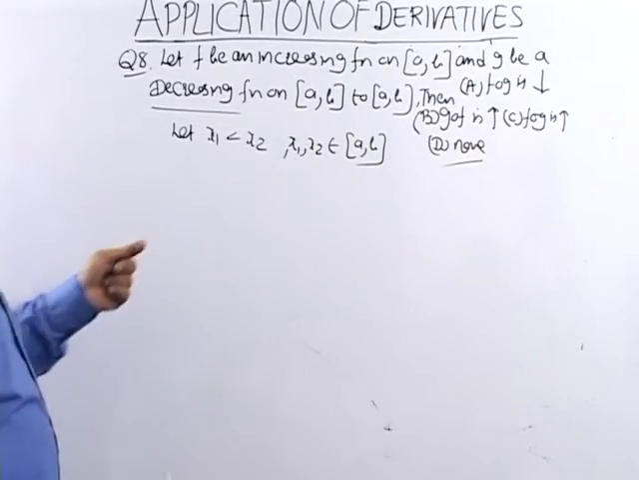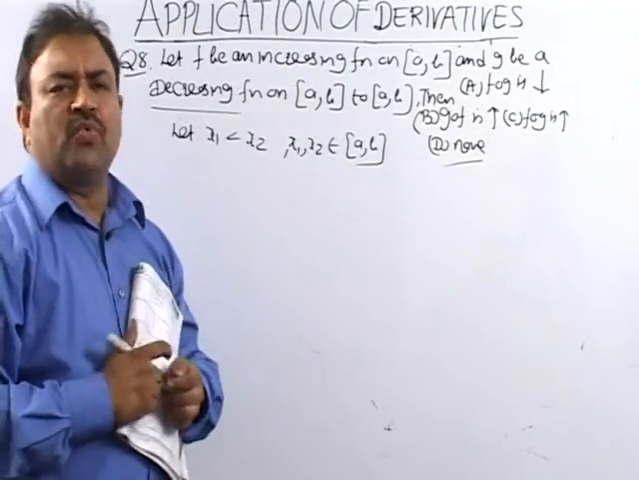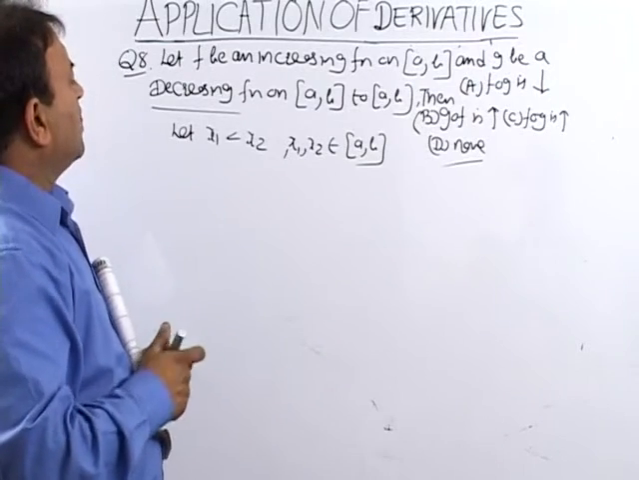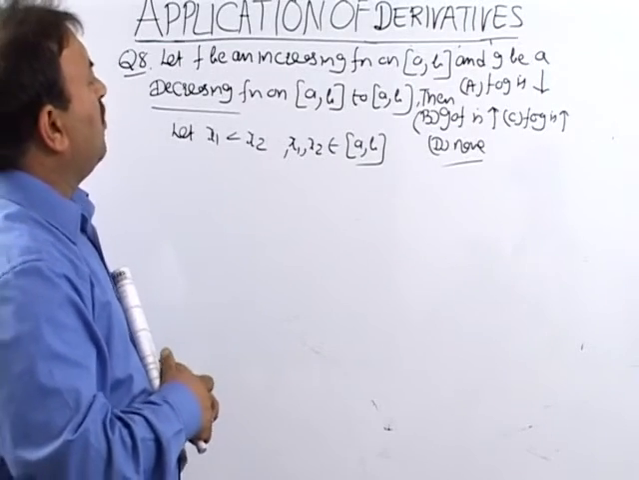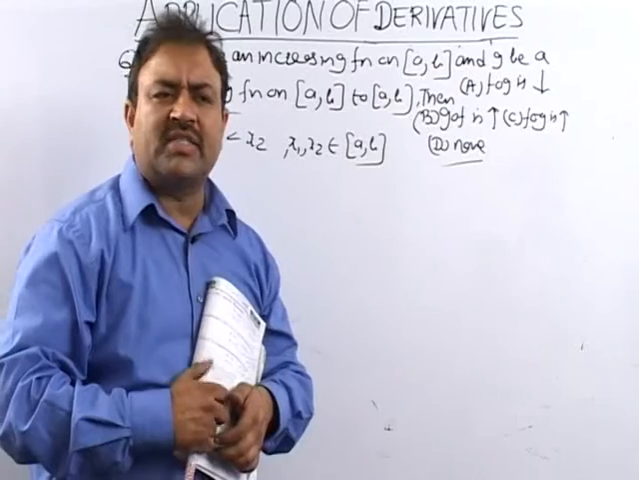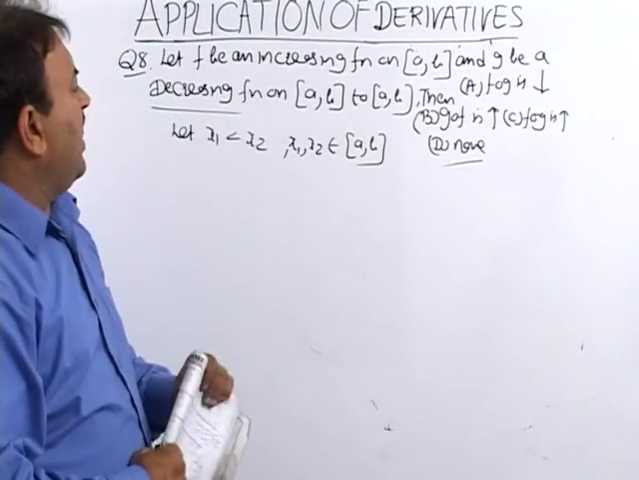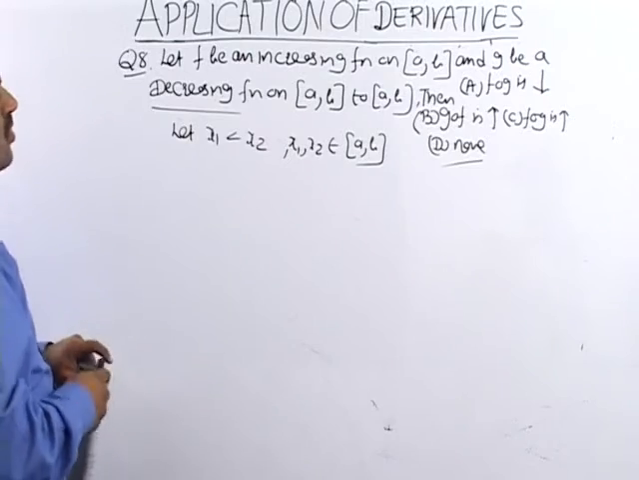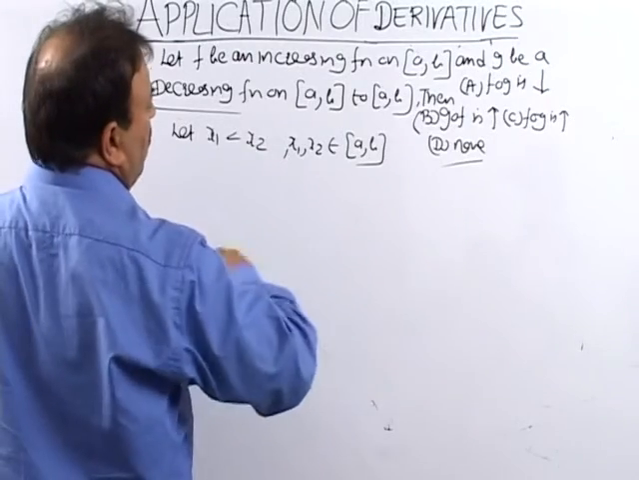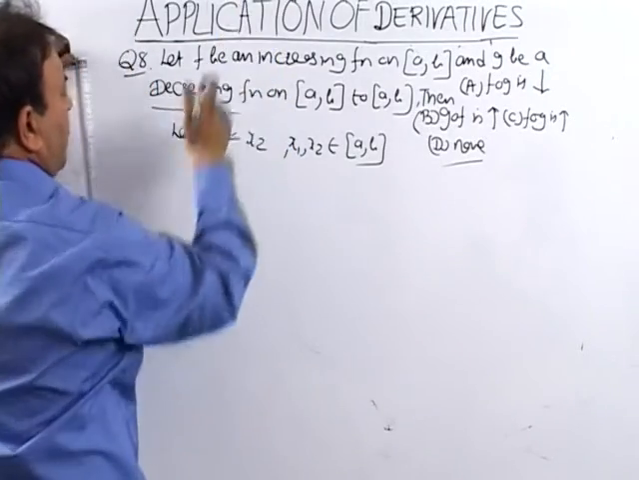Now I take it, let x1 and I just take two variables, because there is nothing as such given, from A to B. A and B are not defined, so I'll just take two variables A and B. X1 and x2 both belong to between A and B.